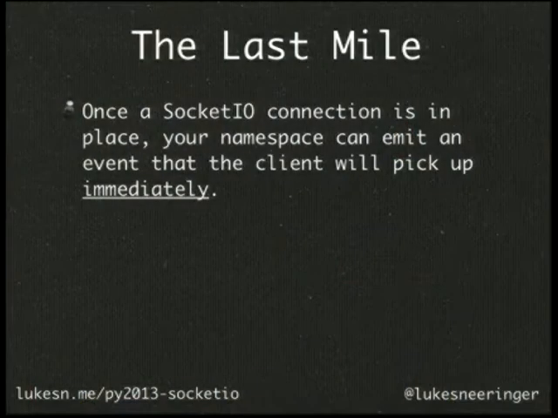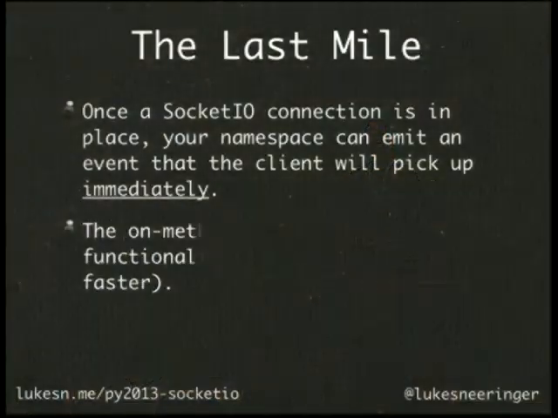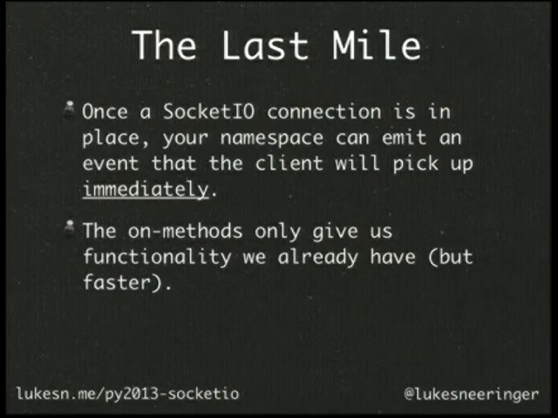One last thing is the last mile. Once a SocketIO connection is in place, your namespace can emit an event which the client will now immediately pick up. Whenever you send self.emit with some amount of event and some amount of data, it will hit your client essentially immediately, provided there's no network interference or anything along that line. But the on method is really only giving us functionality we already have, albeit faster. Client makes a connection, it sends something down. There isn't any real way to get into this namespace class and send stuff in.